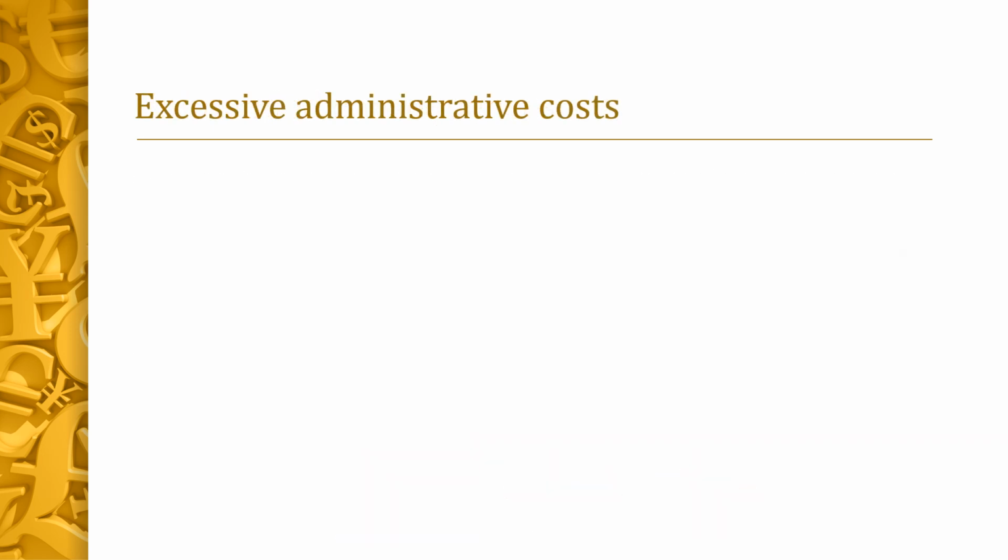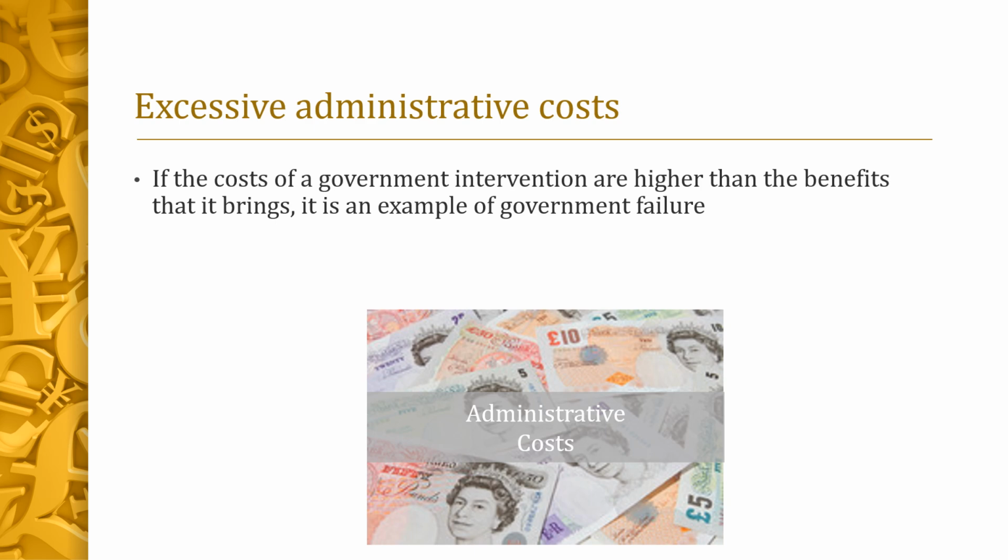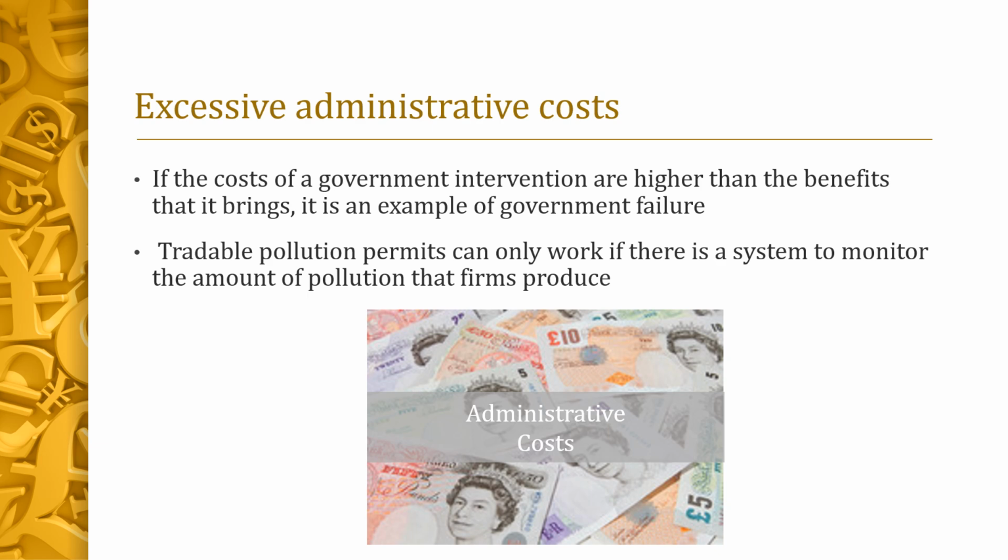If the costs of a government intervention are higher than the benefits that it brings, this is an example of government failure. A system like tradable pollution permits can only work if there is a system to monitor the amount of pollution that firms produce. If the administrative costs of running this system are actually greater than the benefits that are reaped from it, then this is an example of government failure.